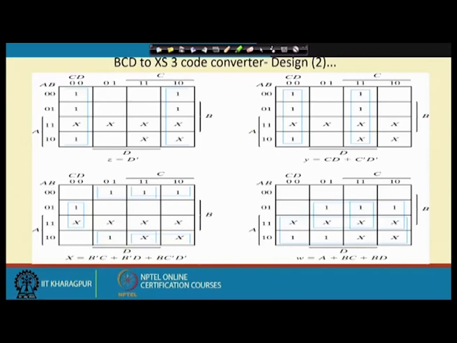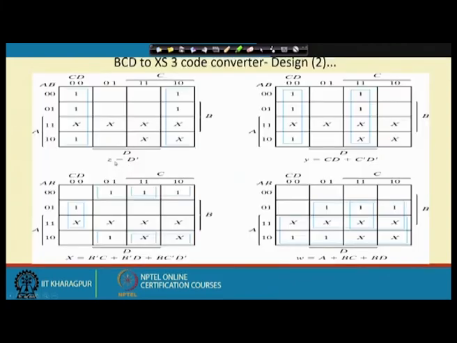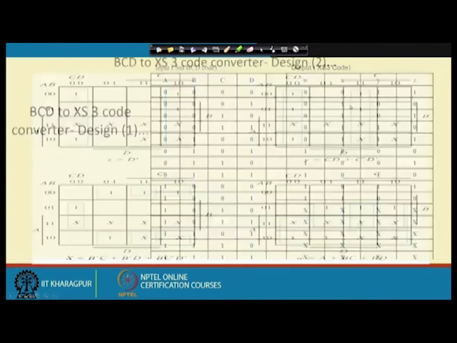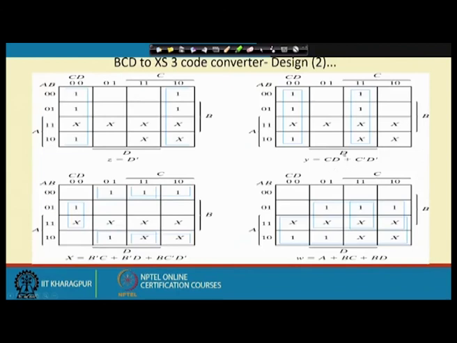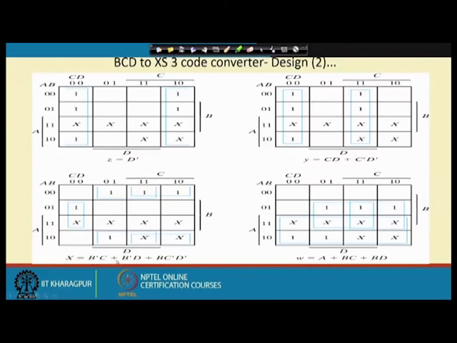So, it is like this: we have X, Y, Z and W. This Z is the first one, Z is the LSB. Corresponding to that, if you look into the circuit, Z equals D bar, or D dash. Similarly, Y, this column, gives us CD plus C bar D bar. This is the XNOR function. Then X gives us the function B bar C plus B bar D plus B C bar D bar, and for W we get A plus B C plus B D.